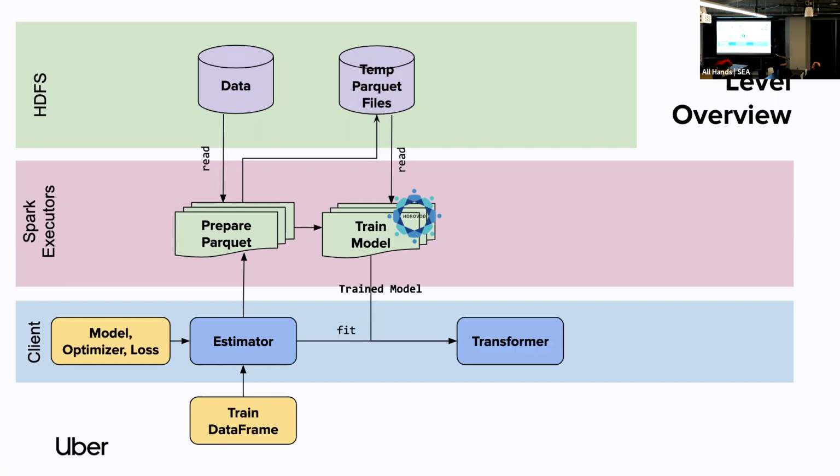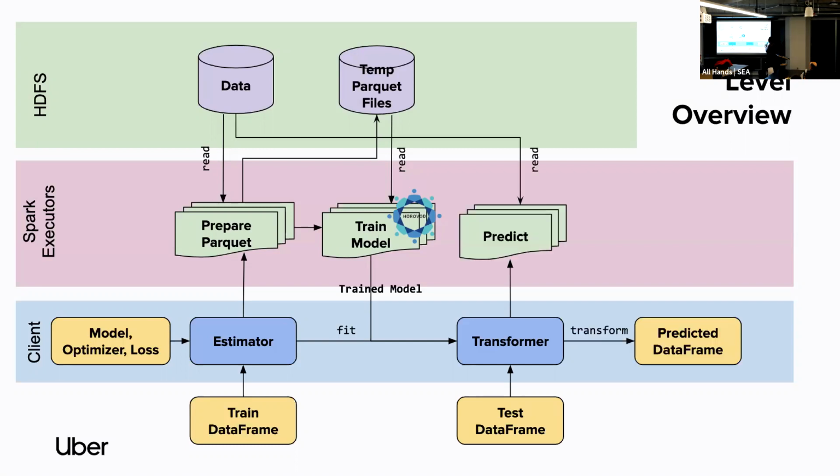So finally, the trained model, the bytes of the Keras or PyTorch model that is trained, is returned, and then it's encapsulated into your transformer object. And now your transformer object is an object that has your trained model, and then you can pass the test data frame to it, and you can do a prediction with that.